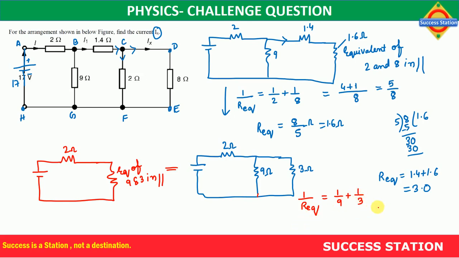Is it clear? So again the LCM that I will get will be 9, 1 plus 1... so I will get 4 by 9, right? So R equivalent will be 9 by 4, which gives somewhat 2.2. I'll get 2.2 ohm. Is it clear? So what I'll get? 2.2 ohm, right? Again, this 2.2 and 2 have only one path, so obviously I will convert this into this circuit.